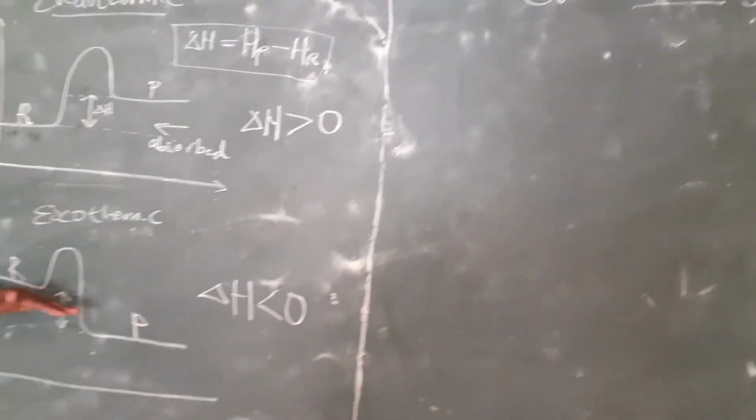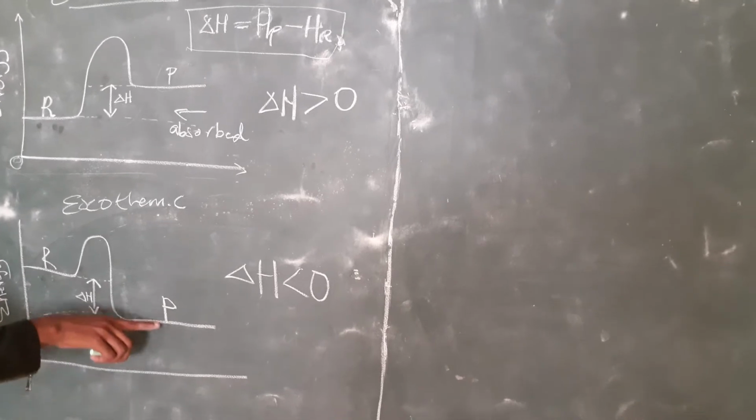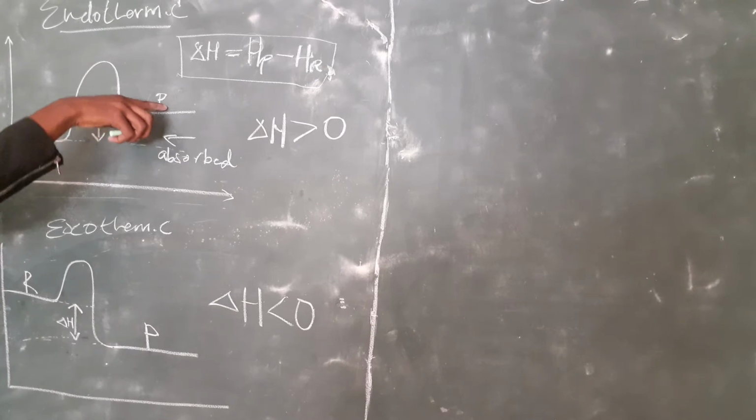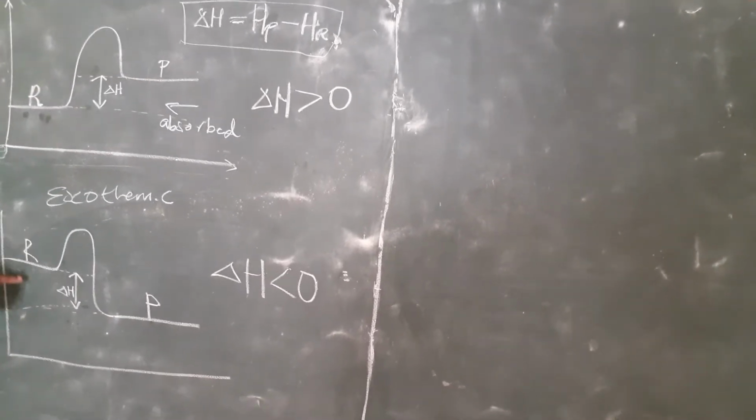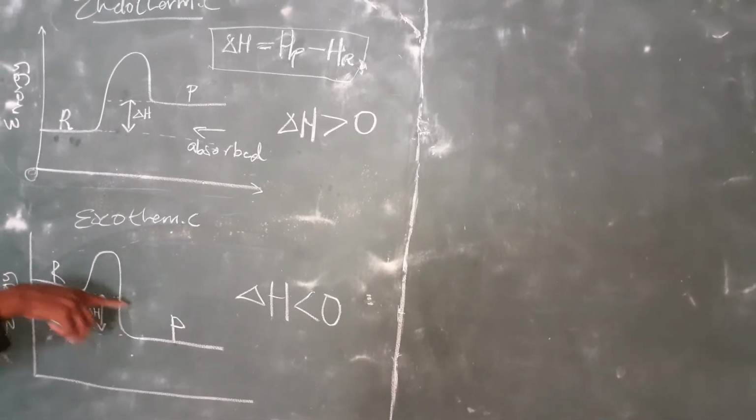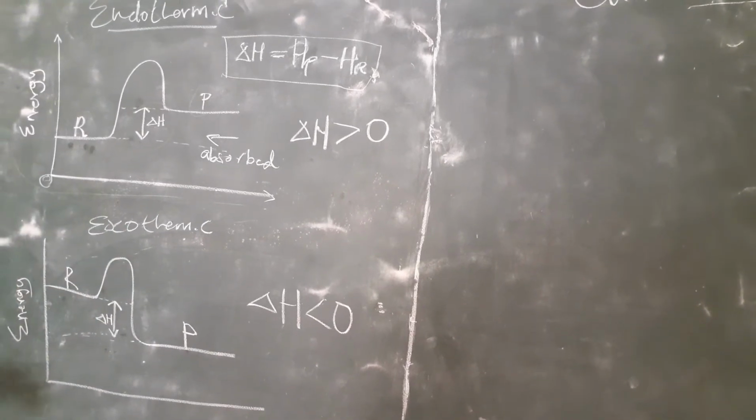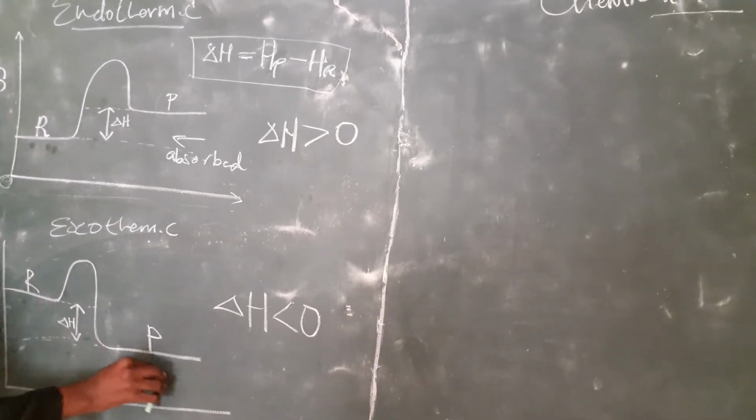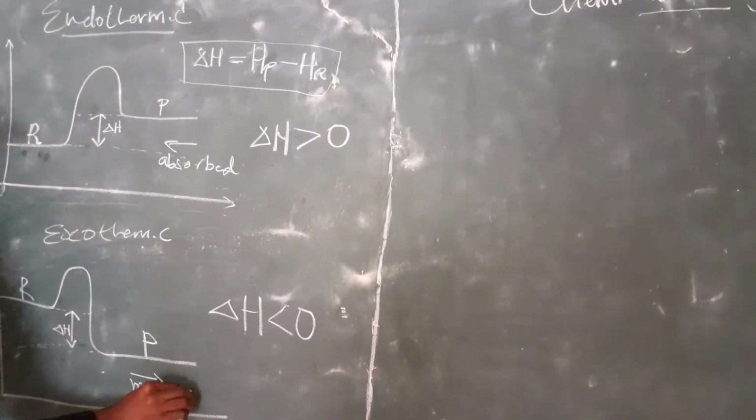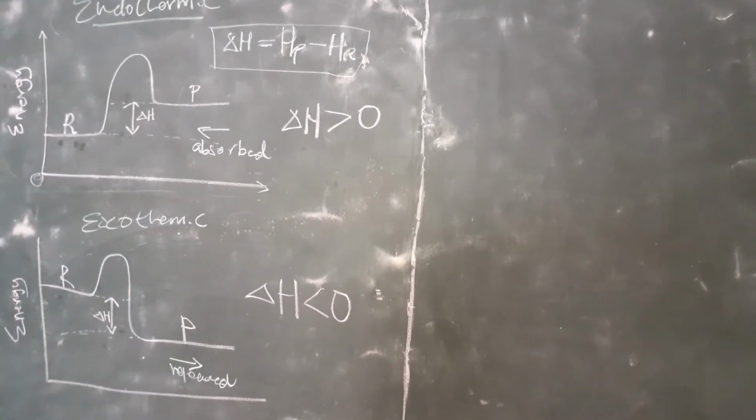And then moving along to exothermic. In exothermic, we see the products below the reactants. Remember, in endothermic, the products are higher than the reactants, but in exothermic, the products are lower than the reactants. So as the products are lower, the energy is being taken out, being released from the reaction to the surrounding objects.